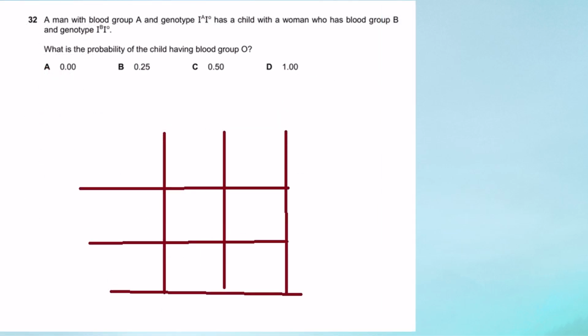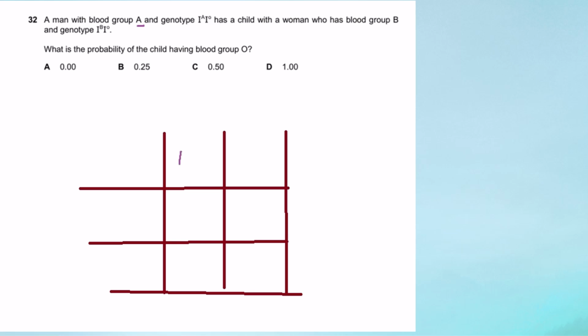So we're told here a man with a blood group A and the genotype IA IO has a child with a woman who has genotype IB IO. Okay, so let's do the Punnett squares here to make it easier. Remember, we go from a diploid to a haploid, so we only have one here.